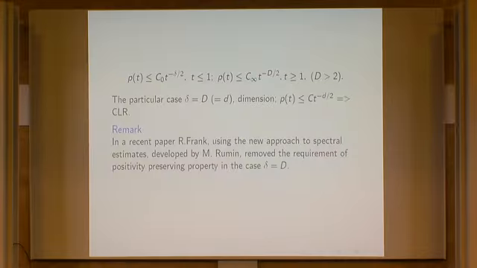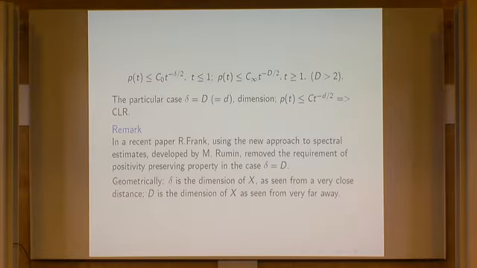A remark: in a very recent paper, Rupert Frank, using a new approach to spectral estimates developed by Raymond, removed the requirement of the positivity preserving property in the case delta equals d. So even this is not quite essential.